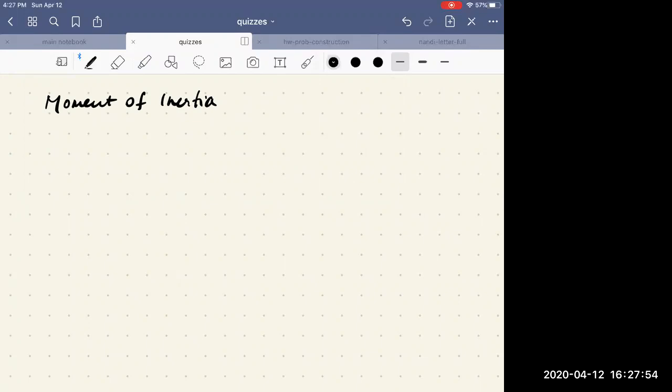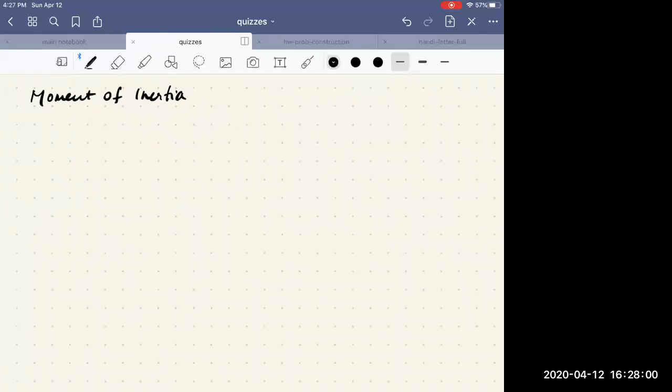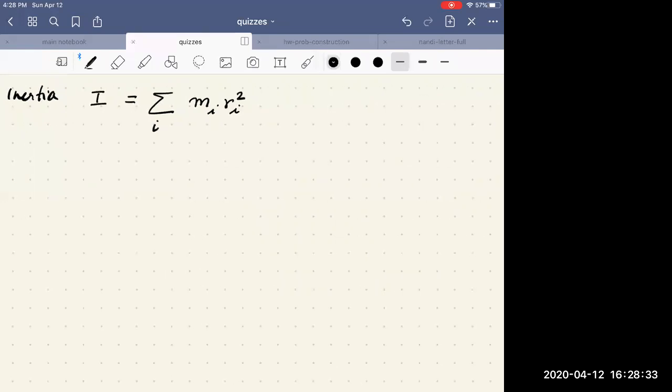So let's say we want to find out what the moment of inertia of an object is. Moment of inertia, usually denoted by the symbol I, is by definition a sum, and the sum is over every mass point. Let's call it m sub i, and the location of that mass point r sub i with respect to the axis of rotation of the rigid body itself, and r sub i is squared, and then you sum over all i's. So this is how it is defined.